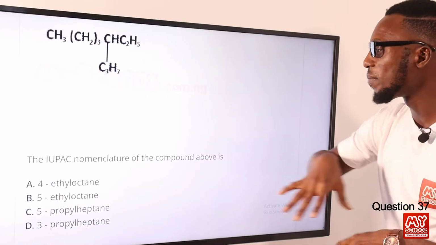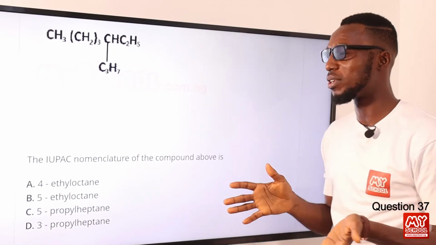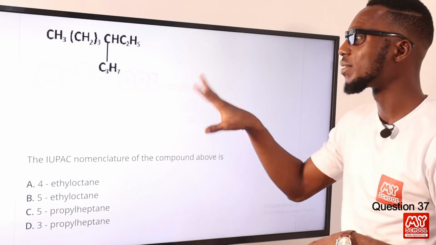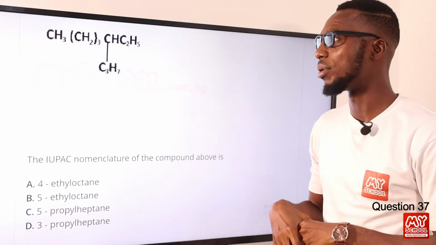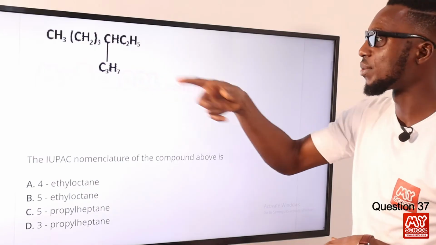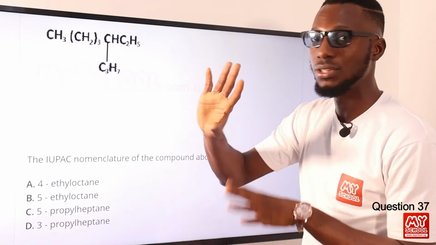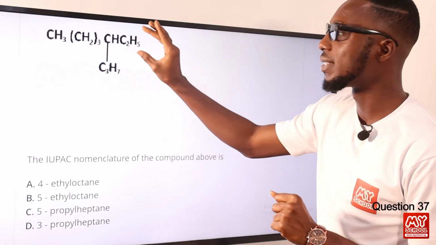Okay, so the IUPAC nomenclature of the compound above is what? At first you have to name according to the longest unbranched carbon chain. Even though it may not be horizontal, let's just do this together. Let's count the carbons that we have available. Just take note of this properly. And this is a substituent.